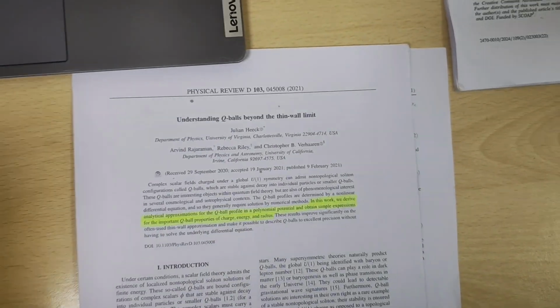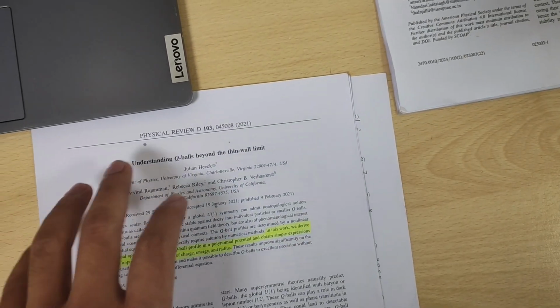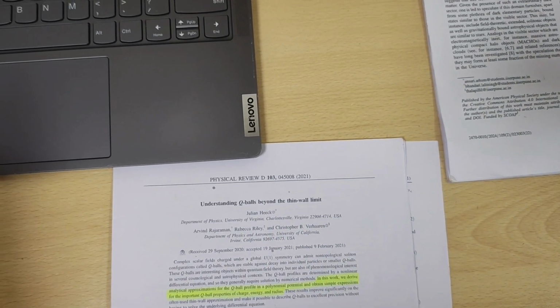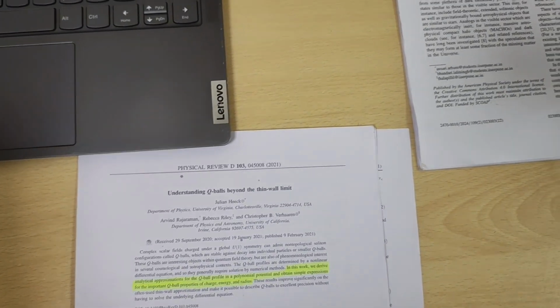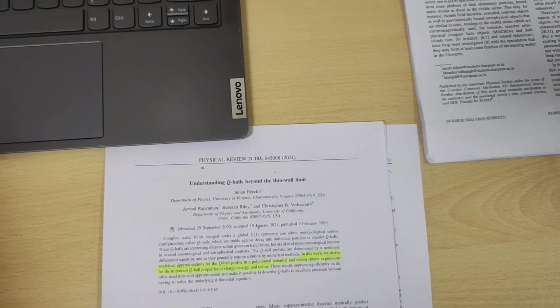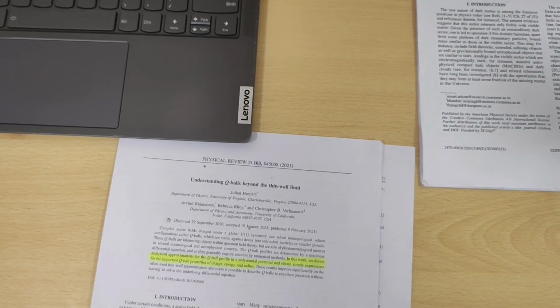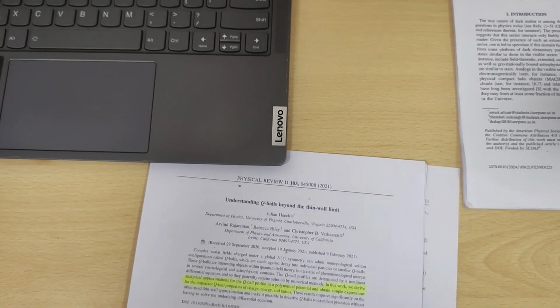So the first step is just to read the topic. Read the title of this paper: "Understanding Q-balls beyond the thin wall limit." So we are understanding some particle which is maybe of a ball shape, and it is beyond the thin wall. Thin wall means that as we go from the center of that ball to the surface, we are not having a smooth surface. Rather, we are having a thick boundary.